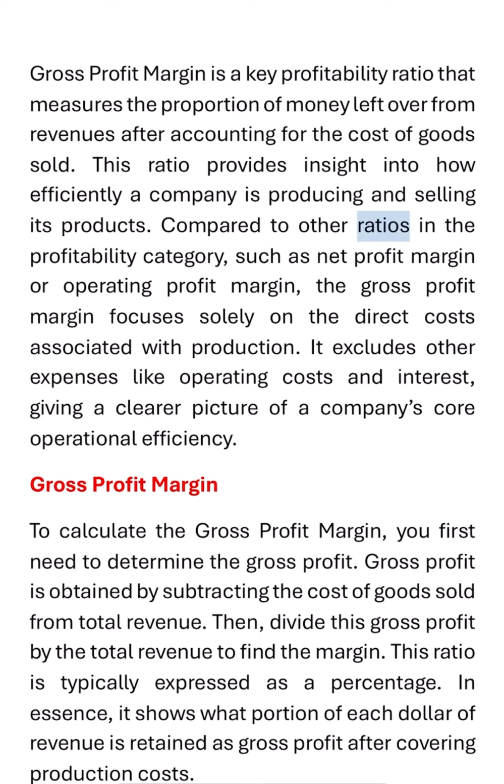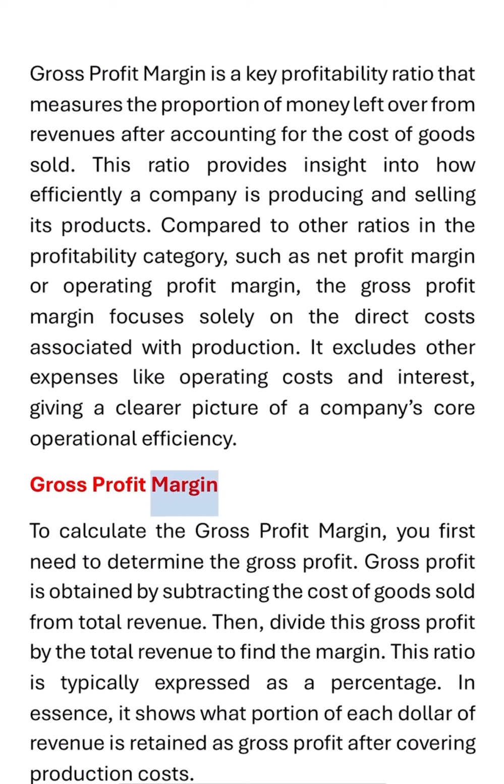Compared to other ratios in the profitability category, such as net profit margin or operating profit margin, the gross profit margin focuses solely on the direct costs associated with production. It excludes other expenses like operating costs and interest, giving a clearer picture of a company's core operational efficiency.